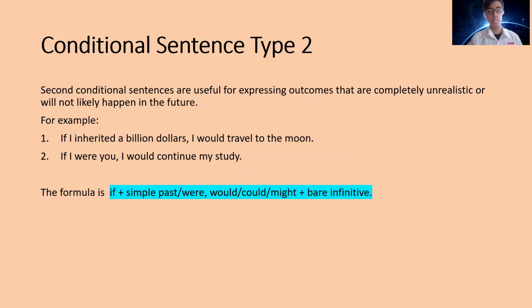Conditional sentence type 2. The second conditional sentences are useful for expressing outcomes that are completely unrealistic or will not likely happen in the future. So this type is talking about an unrealistic situation, or a situation that is not likely to happen in the future. So for example, first, if I inherited $1 billion, I would travel to the moon. And the second is if I were you, I would continue my study. So the formula is if plus simple past or were, comma, would or could or might plus bare infinitive.